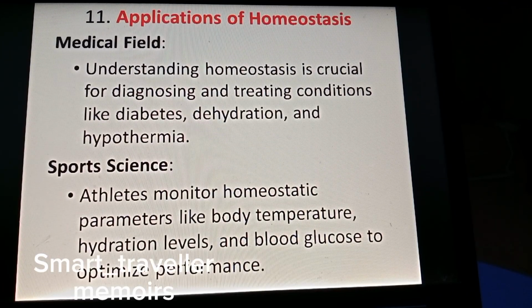Application of homeostasis. We have the medical field. Understanding homeostasis is crucial for diagnosing and treating conditions like diabetes, dehydration, and hypothermia. In sports science, athletes monitor homeostatic parameters like body temperature, hydration levels, and blood glucose to optimize performance.